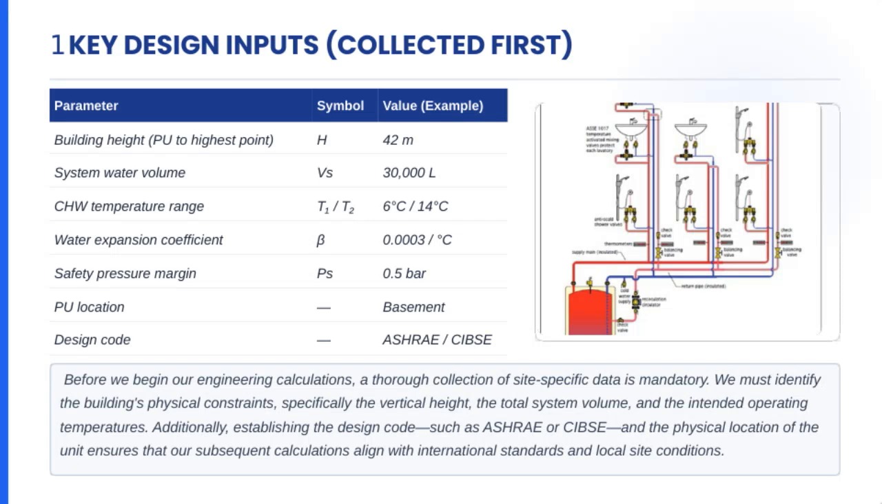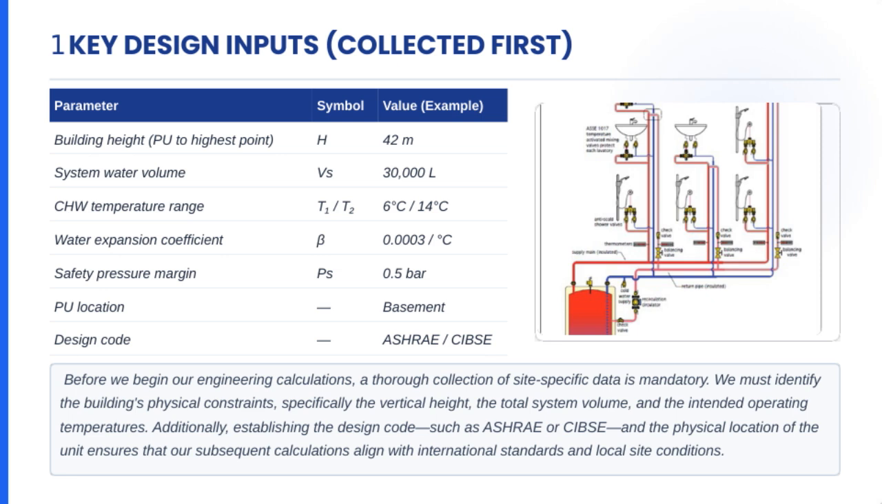Let's start by looking at the key design inputs that we need to gather right at the beginning. These inputs are crucial because they set the foundation for all our engineering calculations. First, we have the building height, which is measured from the ground up to the highest point. In our example, that's 42 meters. This helps us understand the vertical constraints of the site.